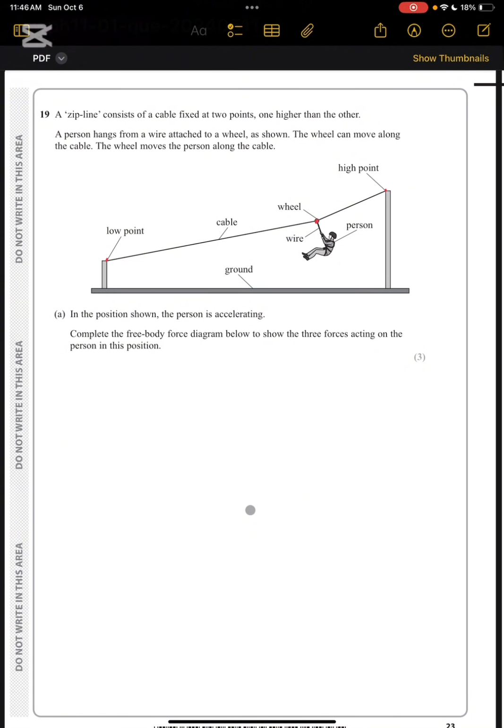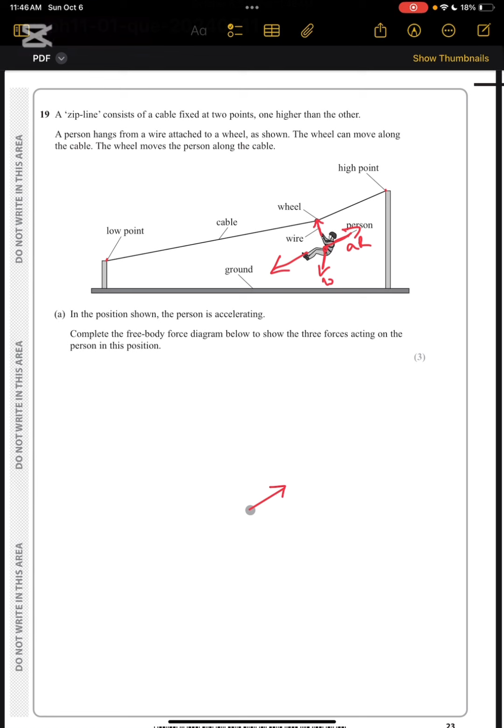As the person is attached to the wire, there must be a tension force acting from the wire, and there is also a weight acting, and there is a resistive force. As the person is accelerating in this position, there must be air resistance acting in the opposite direction. So these are the 3 forces that are acting on the person. So let's go and write down.